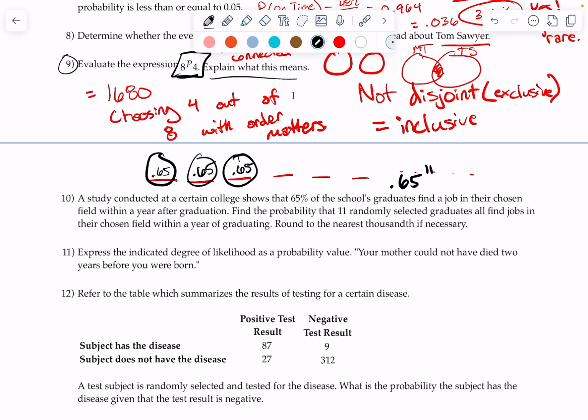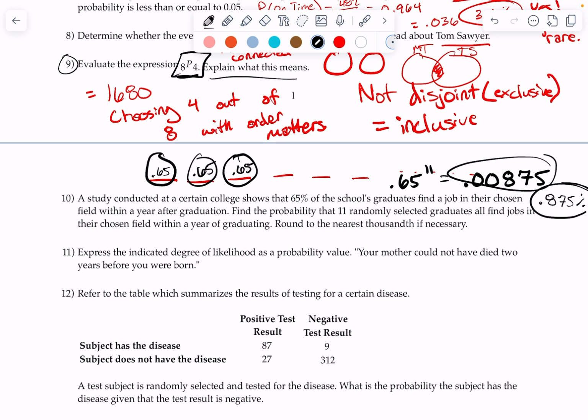And it's probably going to be a low percentage, right? If there's only 65% of them finding a job, the chances that all 11 of them find a job is going to be maybe low. They say 0.00875, or 0.875%, like less than 1% chance that that is going to happen. Okay, which makes sense, right? If there's only 60% chance of any one person finding a job, 11 of them in a row, that's going to be a lot.